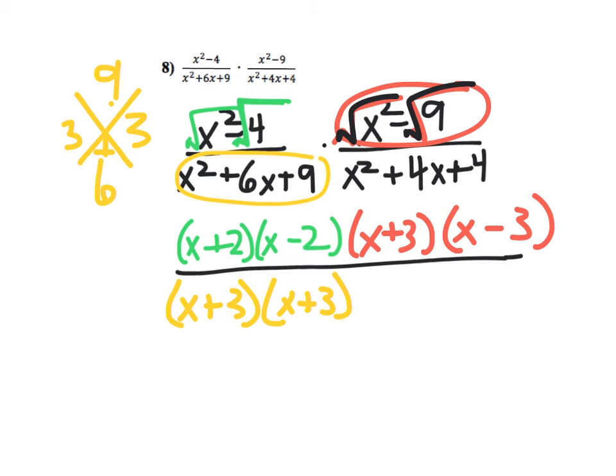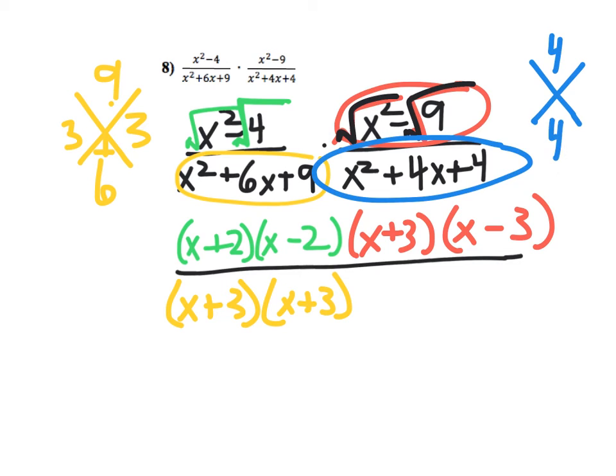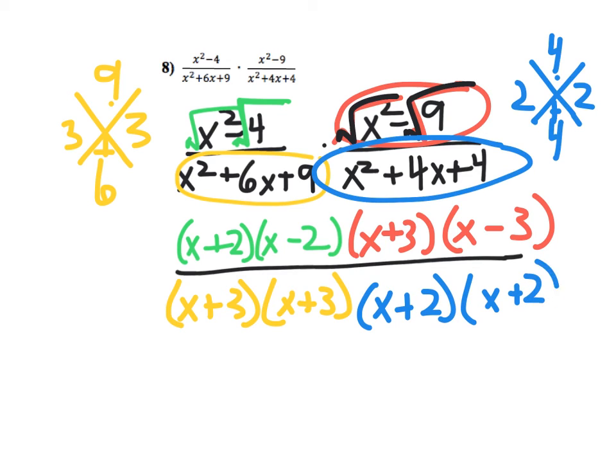And then last but not least, we got to do this bottom part here. We have x squared plus 4x plus 4. Again, we're going to use the x method for that one. When I set up my x, we have a 4 on top and a 4 on the bottom. So it multiplies to 4 and adds to 4. It's going to be 2 and 2. So we have x plus 2 and an x plus 2.